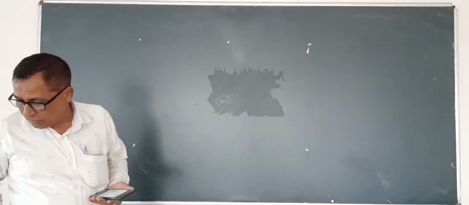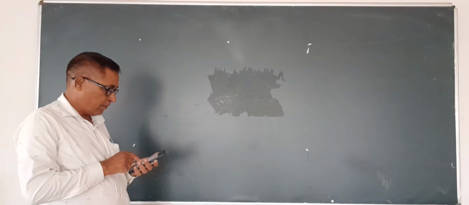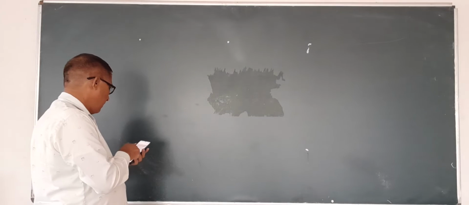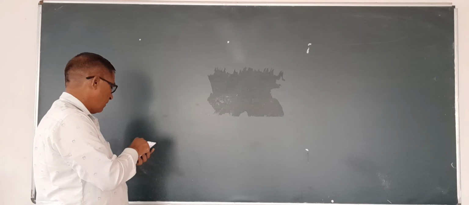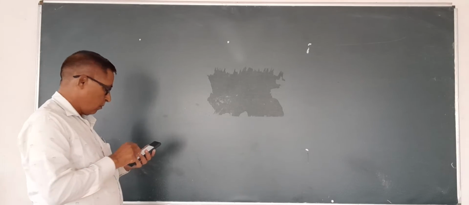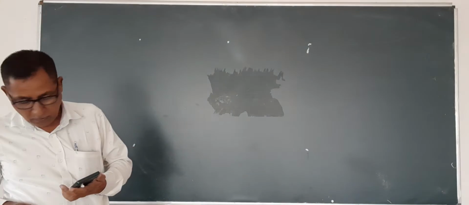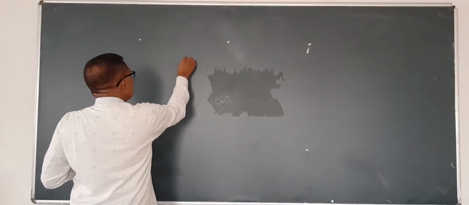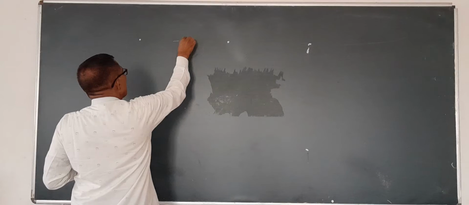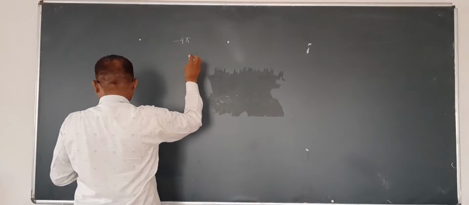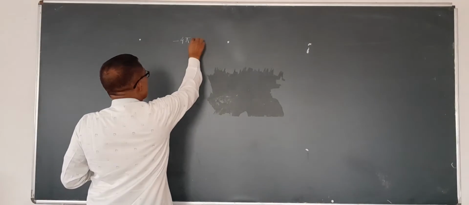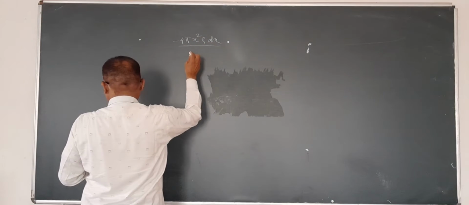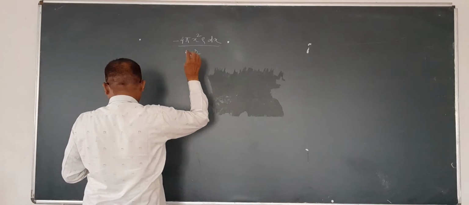That equation is minus 4 pi x square rho dx upon r. This is equation number 5.